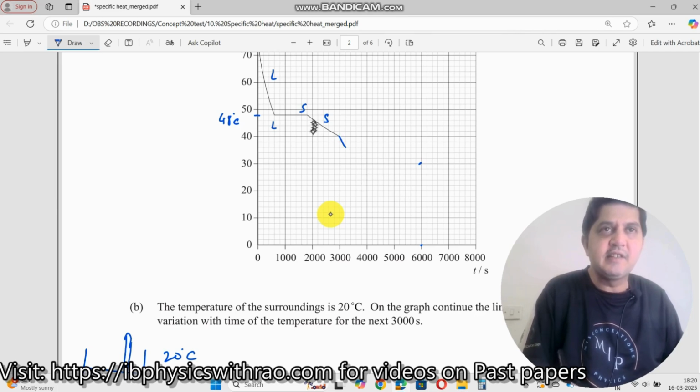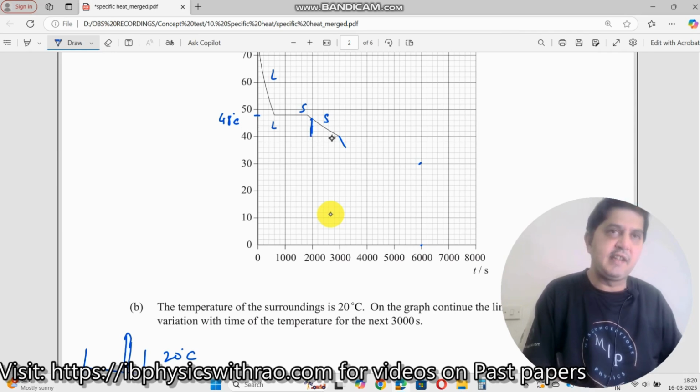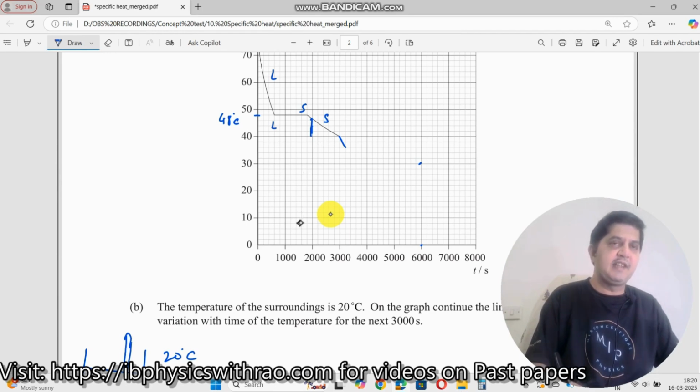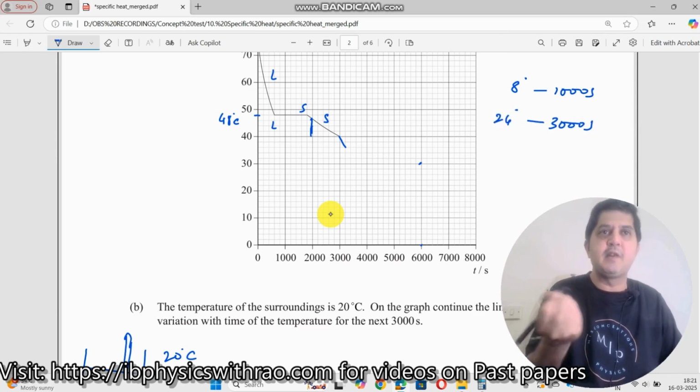Now, whatever is the slope here, what is the slope that we get here? Let me find out. This slope is equal to how much? This is 48 for 8 degrees, 8 degrees in 1000 seconds. If it is 8 degrees in 1000 seconds, then for 3000 seconds, it would be 24 degrees. That's the slope.